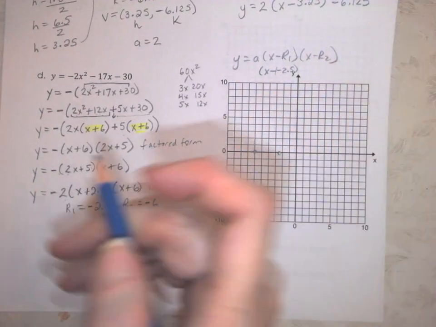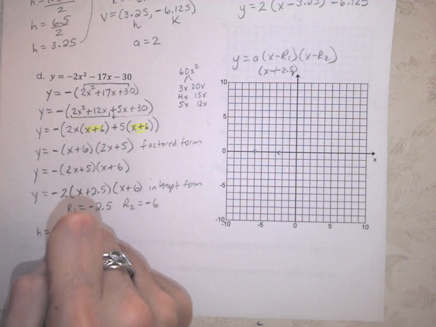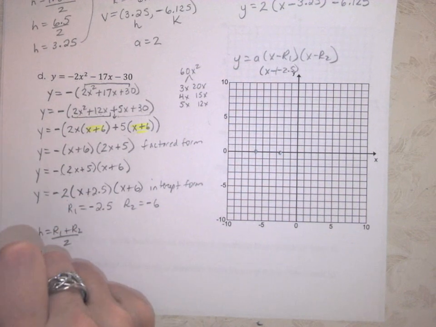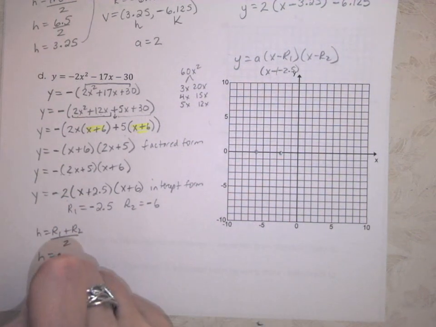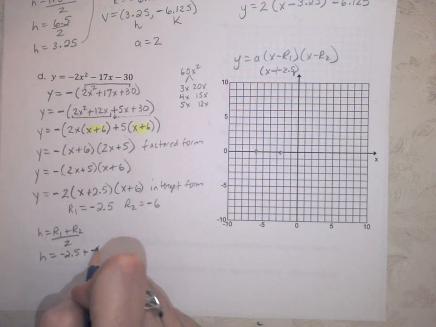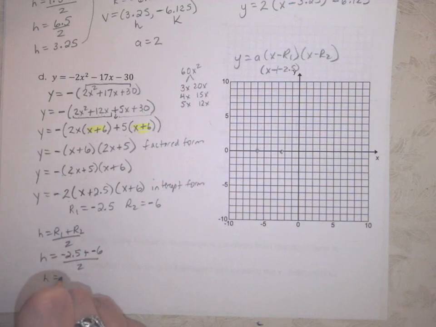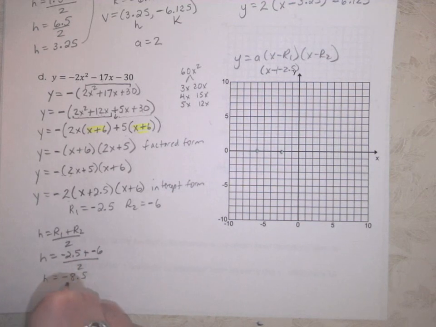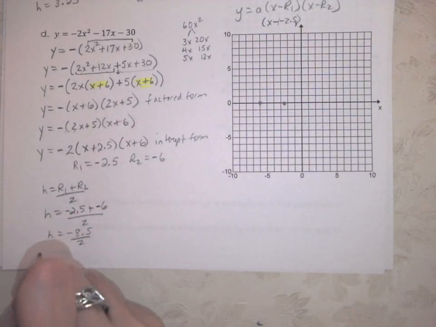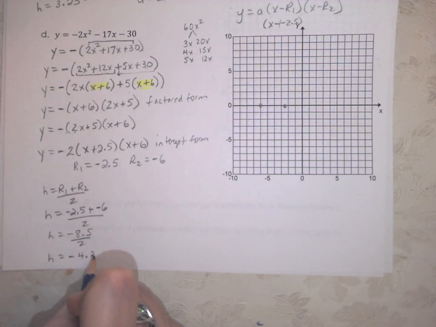And then I can calculate h using the formula r1 plus r2 divided by 2. Negative 2.5 plus negative 6 divided by 2 is negative 8.5 divided by 2, which is negative 4.25.